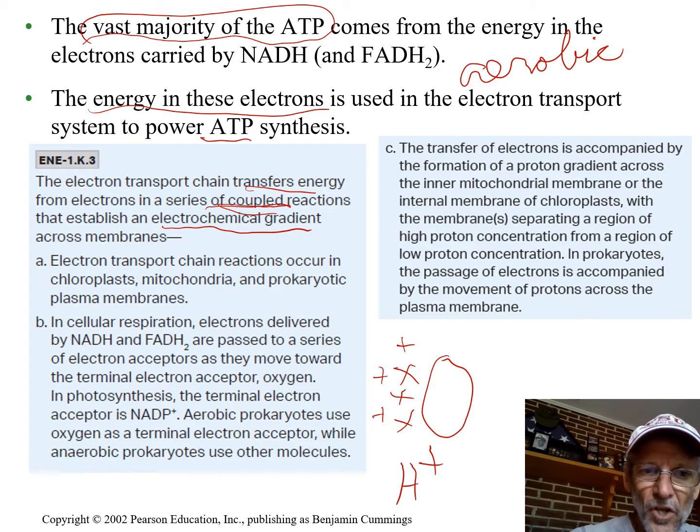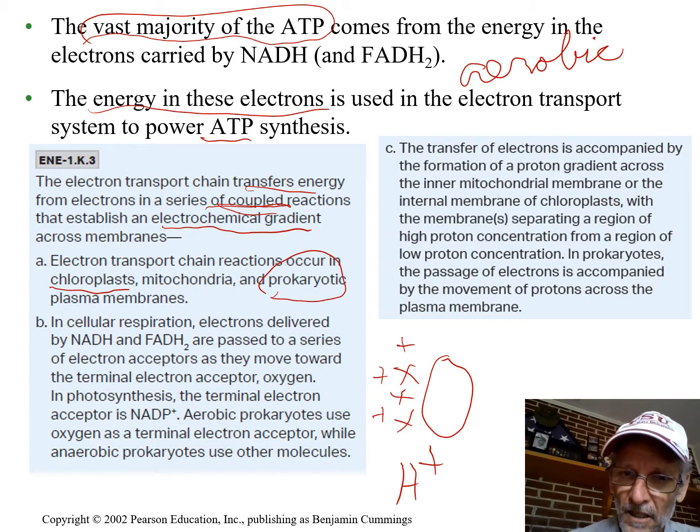So this also occurs in chloroplasts. We'll get back there later. And if you're a prokaryotic cell, right? Let's pretend now this is a prokaryotic cell instead of a mitochondria. This gradient is just going to occur between the inside of you and the outside world.